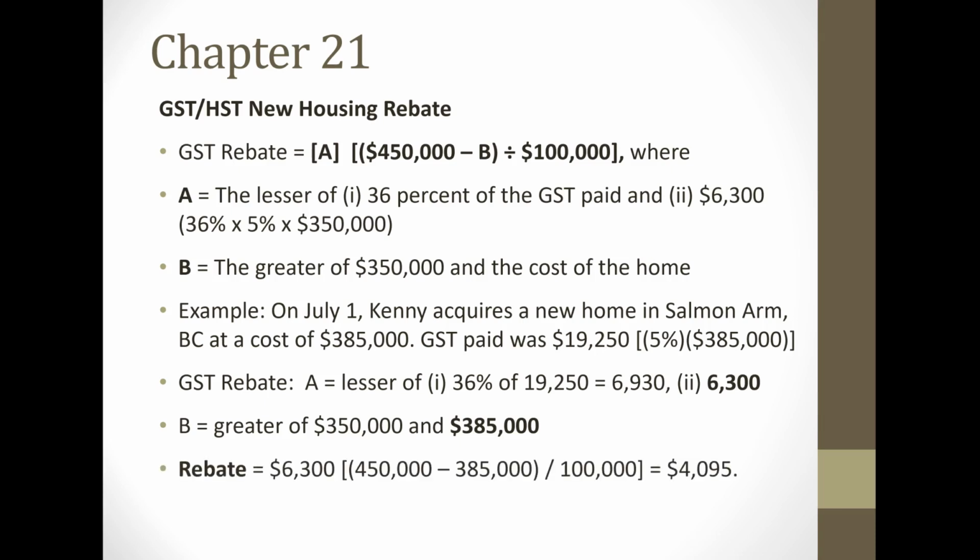The GST rebate then will be A, $6,300 times $450,000 minus $385,000. That's going to be $65,000 over $100,000. So Kenny is only going to get 65% of the $6,300. So once again, $450,000 minus $385,000, that gives us $65,000 divided by $100,000, 65% of $6,300. So therefore the rebate is $4,095. And once again, this formula only applies to provinces that have GST.